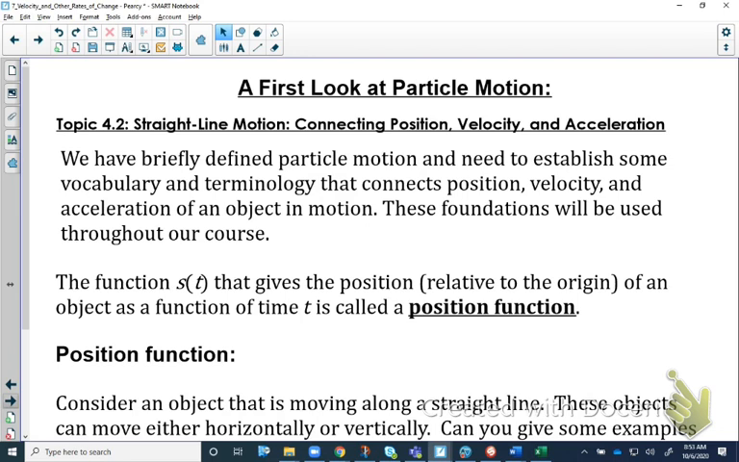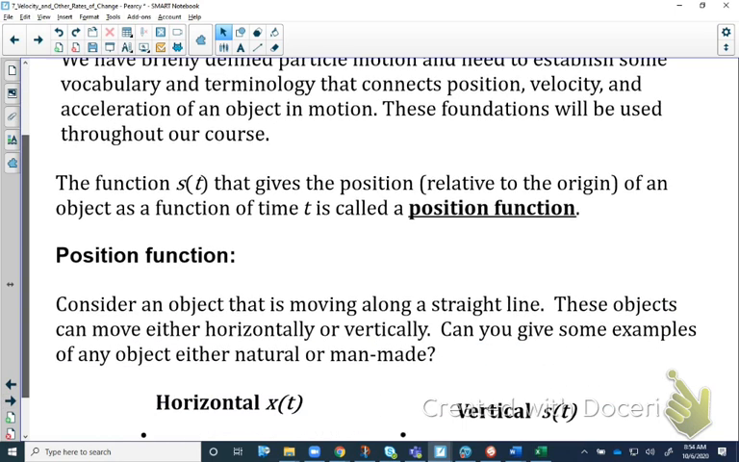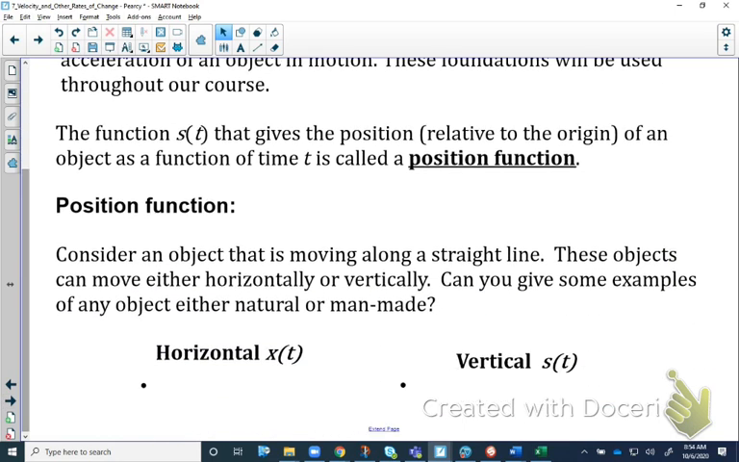So moving on, now we're going to be taking a look at some vocabulary and how we're going to interpret the meaning of position, velocity, and acceleration. Here it's telling you we briefly defined particle motion, and now we need to get some context with some vocabulary, some terminology that connects those three things in relation to motion. The function s of t gives the position function relative to an origin as some function over time. That's a position function.